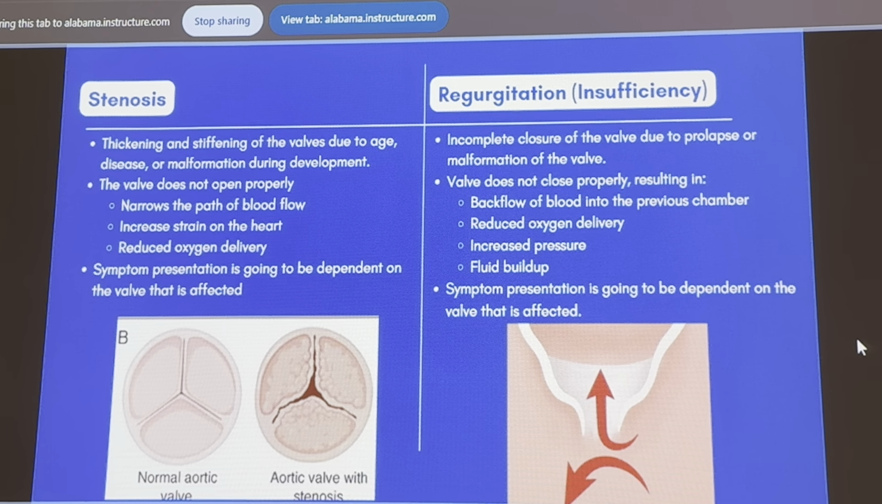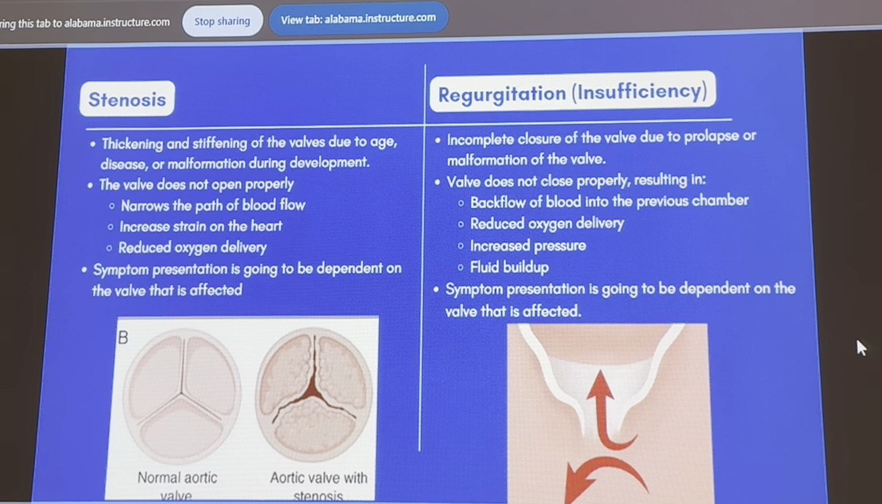So again, the valve does not open properly. It narrows that pathway of the blood flow. With that, my heart has to work against that stenosis, because my valve is only, say, opening halfway. My heart has to beat a little bit harder, work a little bit harder to pump that blood through that halfway open valve. With that, my oxygen delivery is going to be off. My cardiac output's going to be off. I'm going to develop symptoms of all kinds depending on where this is occurring, either the mitral valve or the aortic valve.